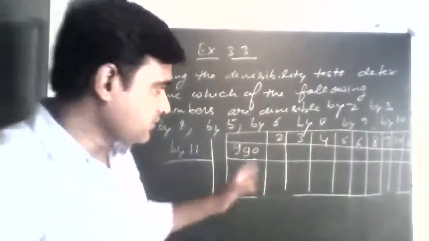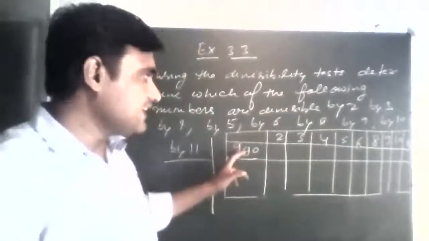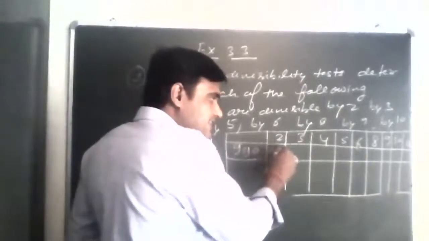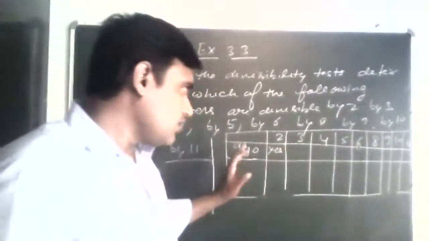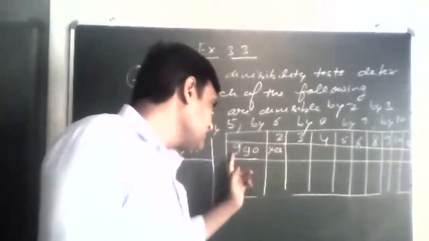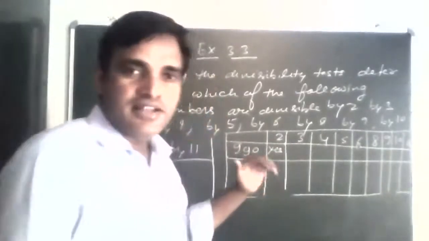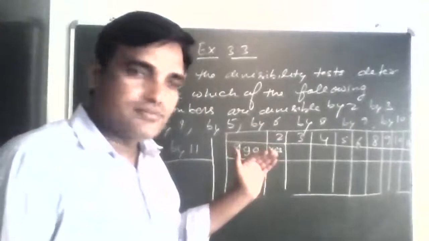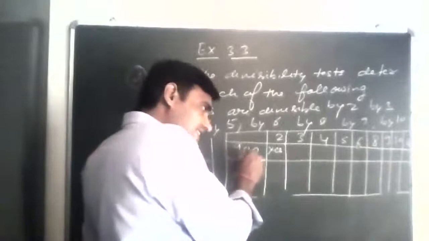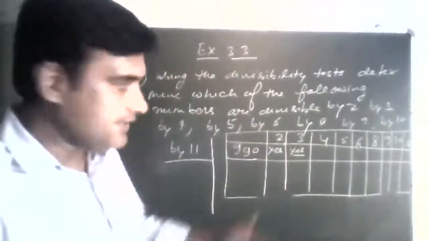Okay. Here we take the first number, 990. 990 is an even number. Therefore, it is divisible by 2. We write yes here. Now we check the divisibility test for 3. We add all the digits: 9 plus 9 is 18. 18 is divisible by 3. Therefore, we can say that 990 is divisible by 3. We write yes here.